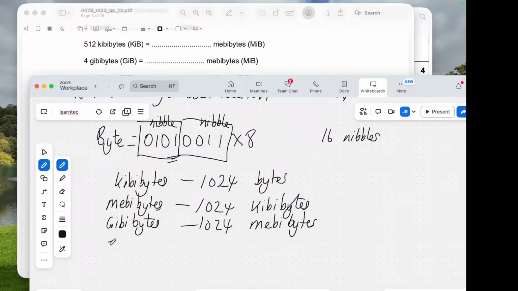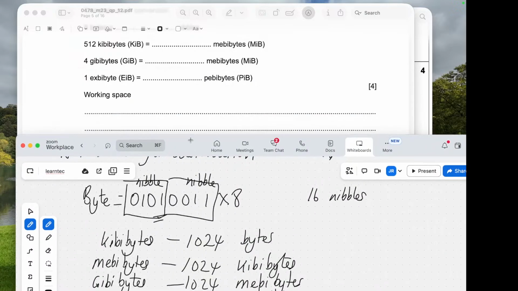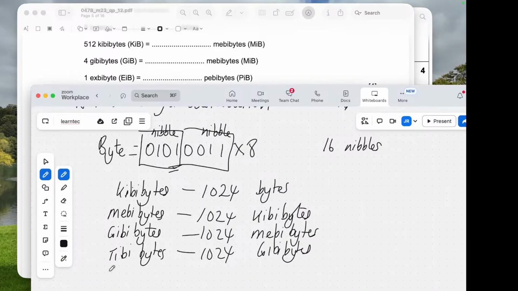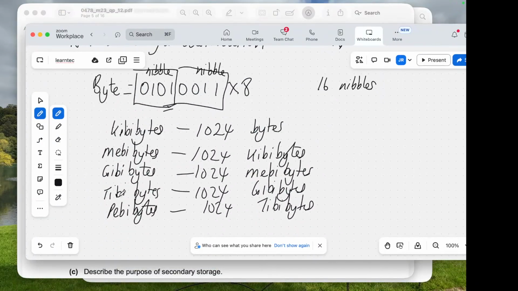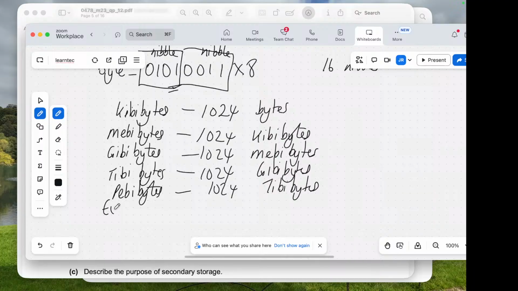And then we've got terabytes, which is 1024 gigabytes. And then we've got petabytes. Don't know why they're going this high. Is 1024 terabytes. And then the last one, they've got exbibytes. Such a mouthful. Exbibytes is 1,024 pebibytes.